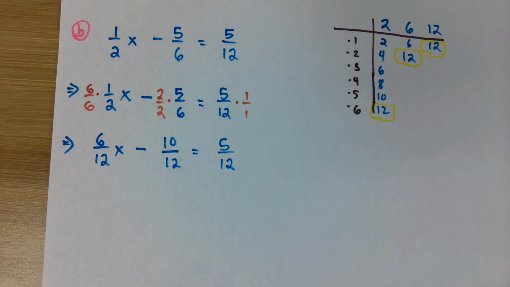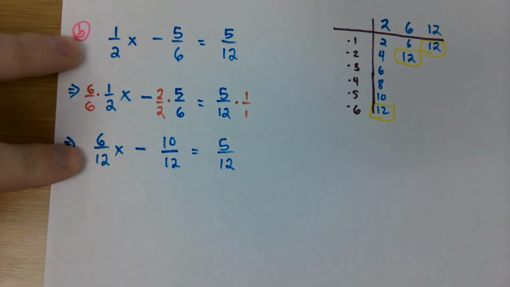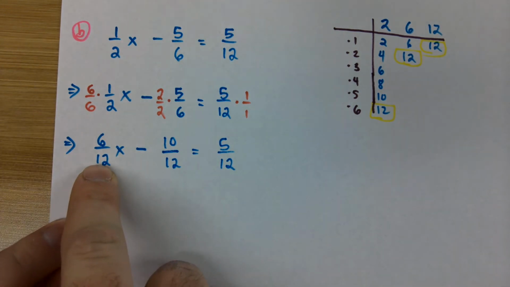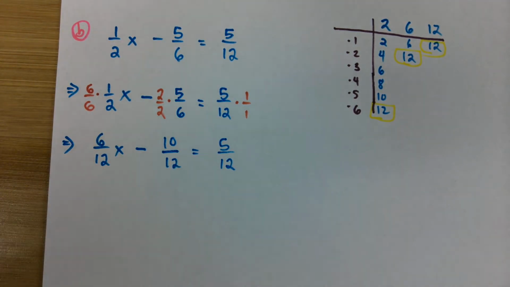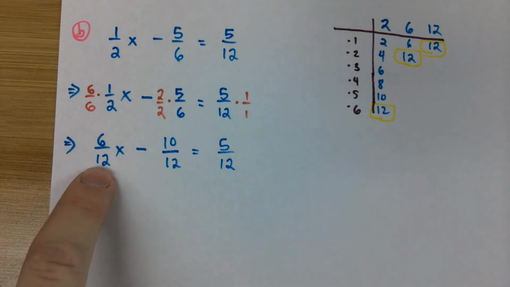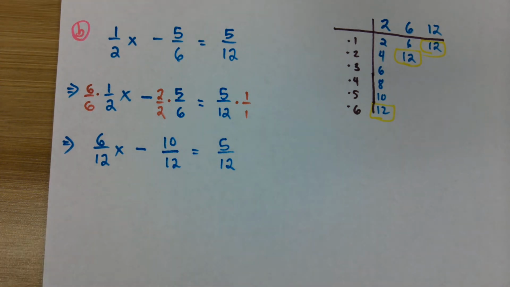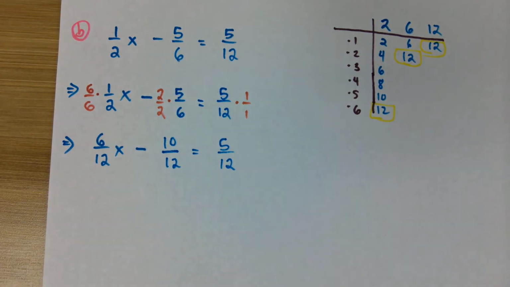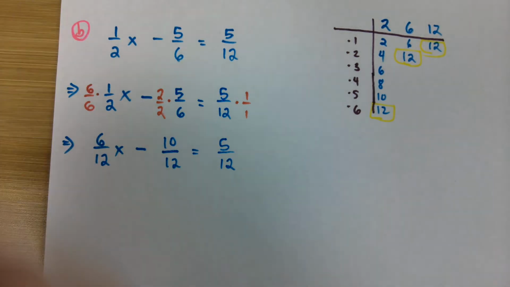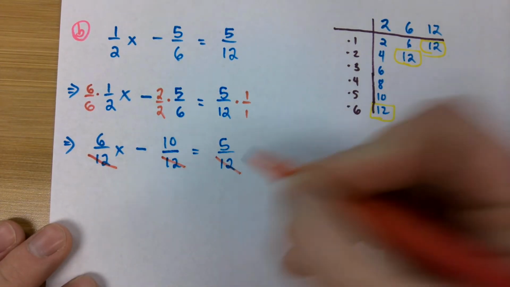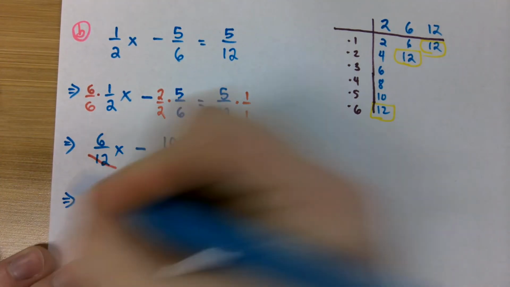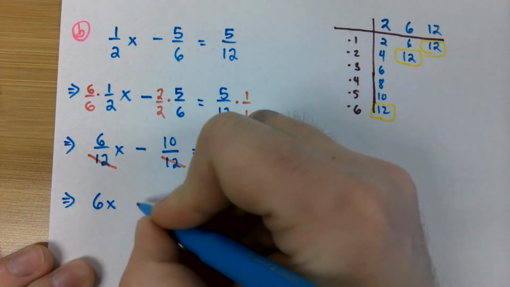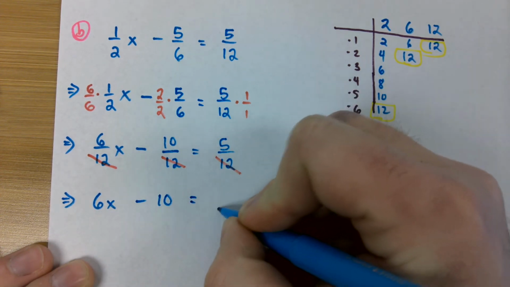Notice how we didn't change any of the fractions from the beginning. We still have 1/2 x, and we still have 5 over 6. It's just a proportionally larger way to look at that fraction. Right? 6 over 12 is still 1/2. That's why I said earlier that we were inflating it. We just made it a bigger version of 1/2 so that we could get 12s across the bottom. Now that we have all three of those 12s, we can cancel them out, giving us a new equation that reads 6x minus 10 equals 5.